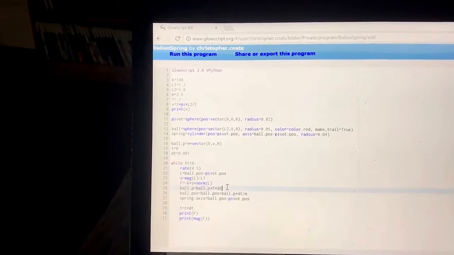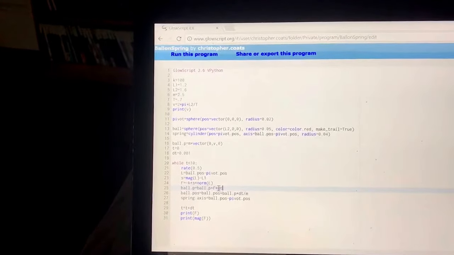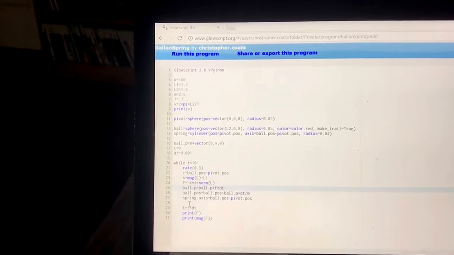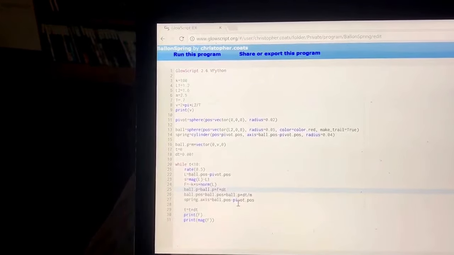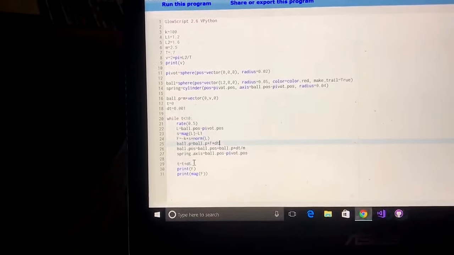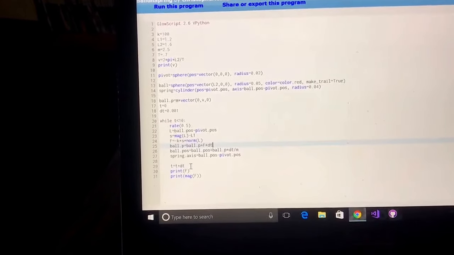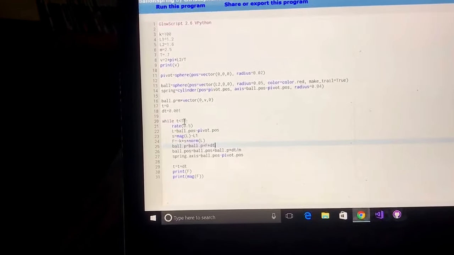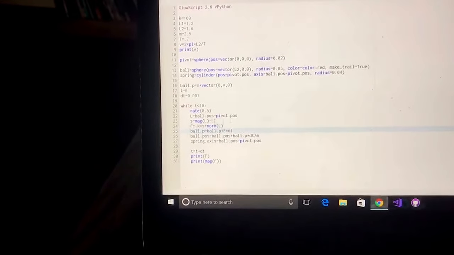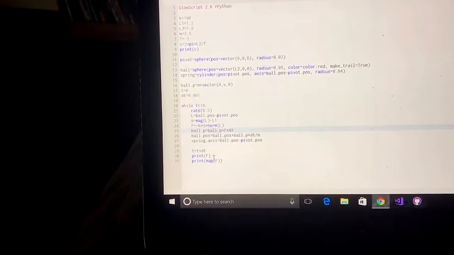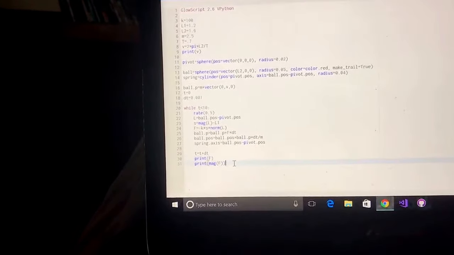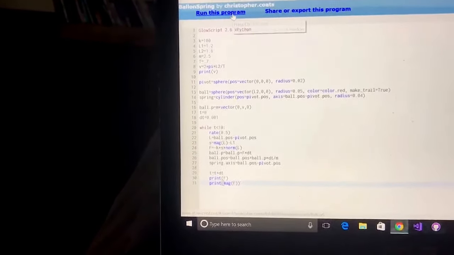So then ball.p is updated, the ball's position is updated, and the spring axis is updated all at once. And then the time is also updated until it gets to 10. And then for every time that it does these calculations, it prints out f as both a vector and the magnitude. So then we run it.